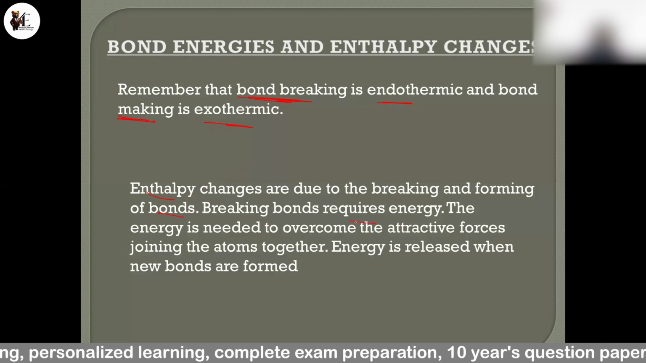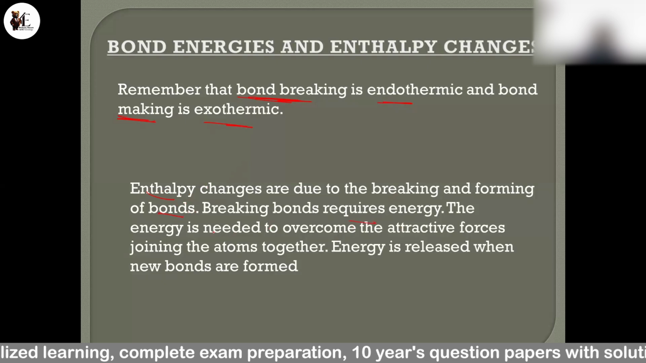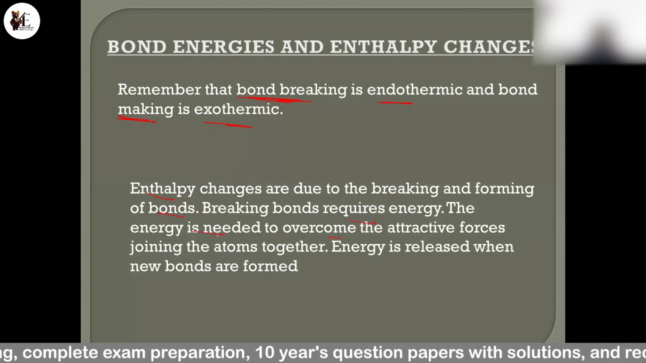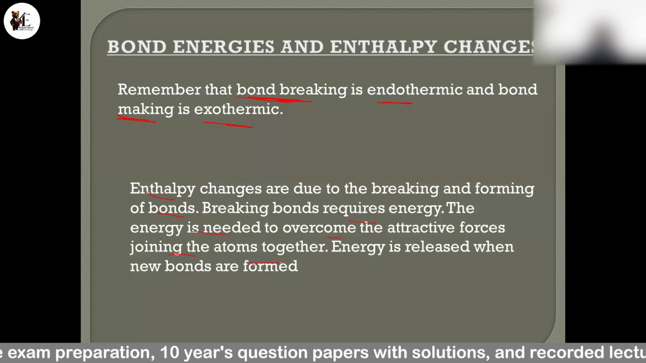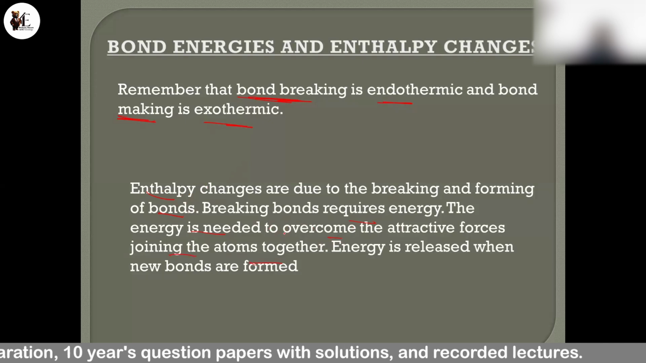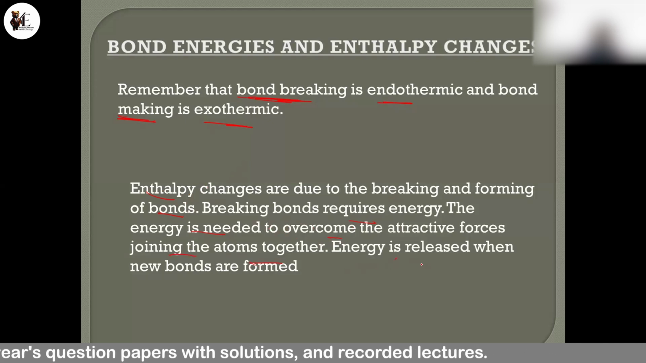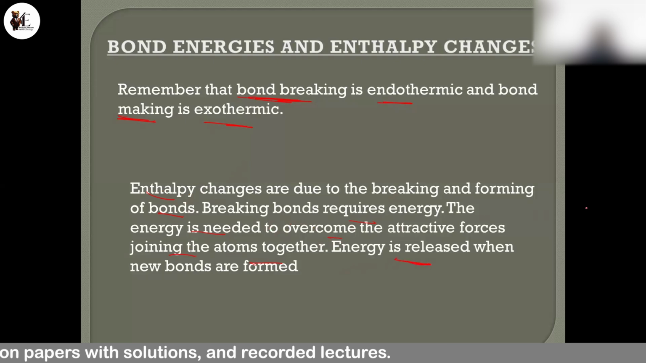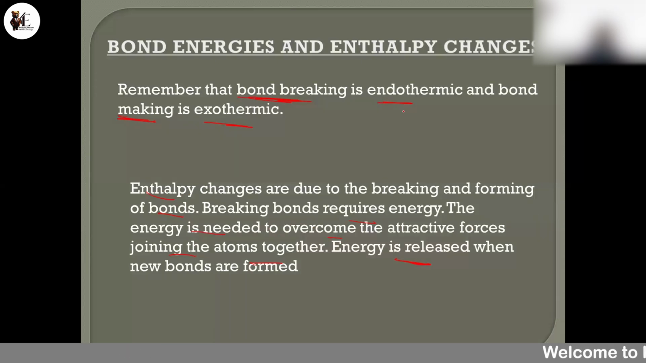Breaking bonds requires energy. What is bond energy? Energy is needed to overcome the attractive forces joining the atoms together when you are breaking the bonds. But when you are forming bonds, energy is released. So remember that bond breaking is endothermic and bond making is exothermic. That means you have to take the value of delta H as positive in bond breaking and delta H as negative in bond making.